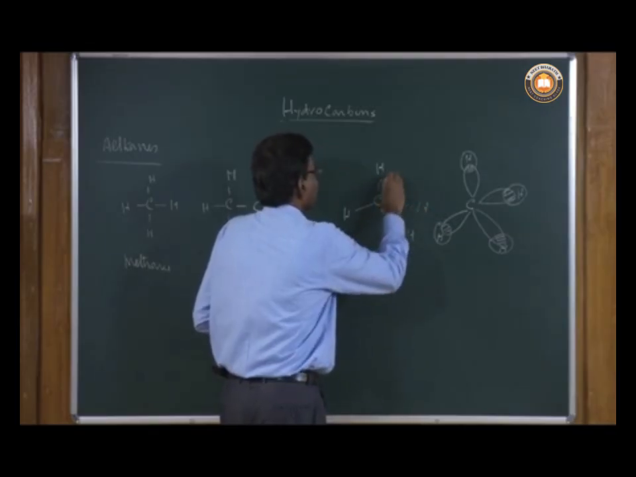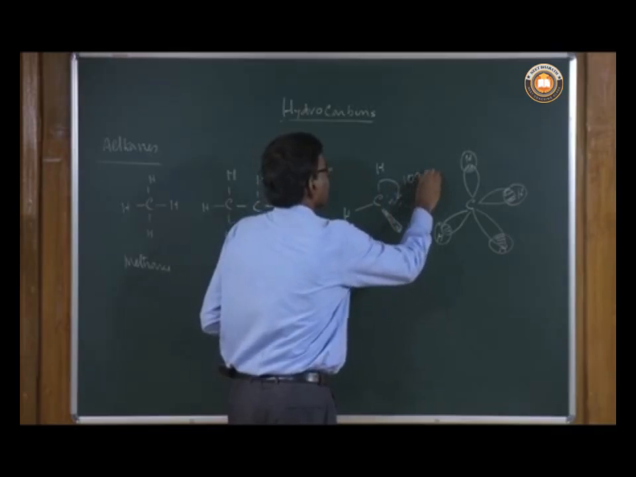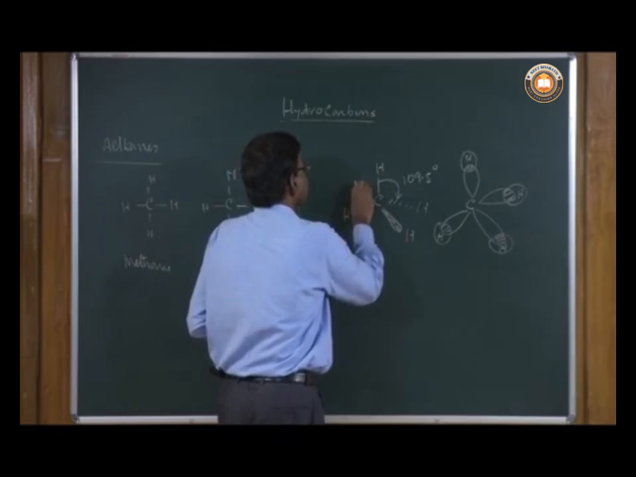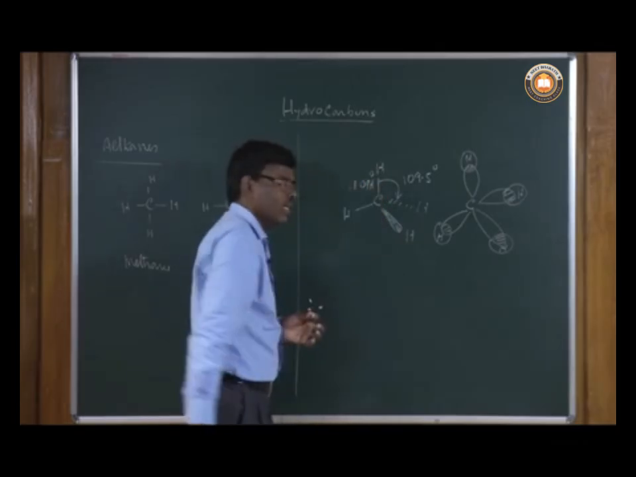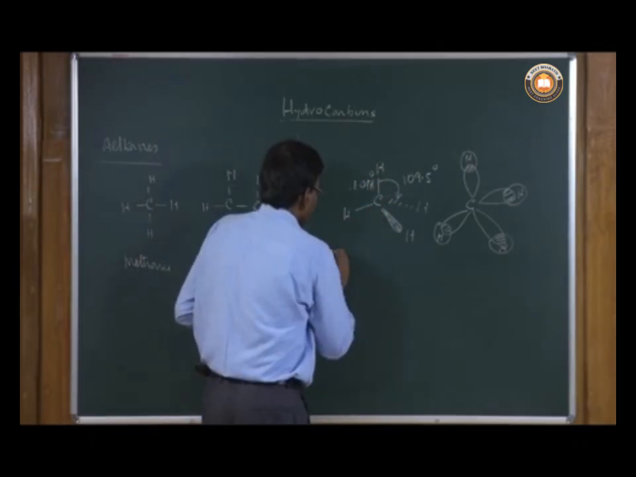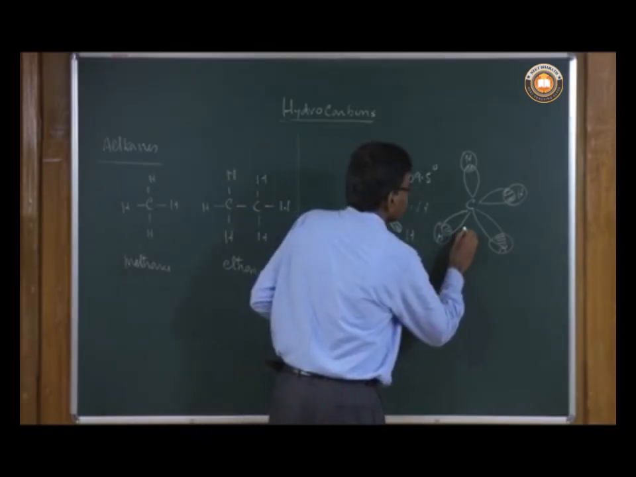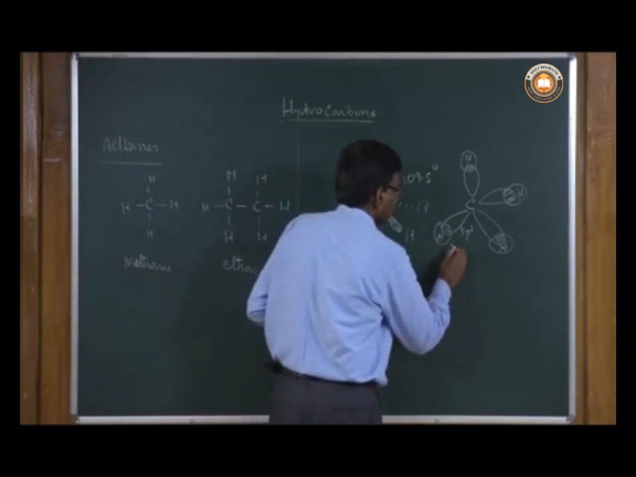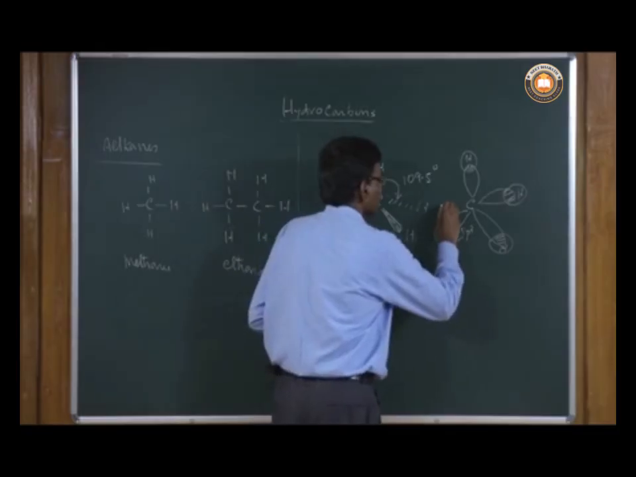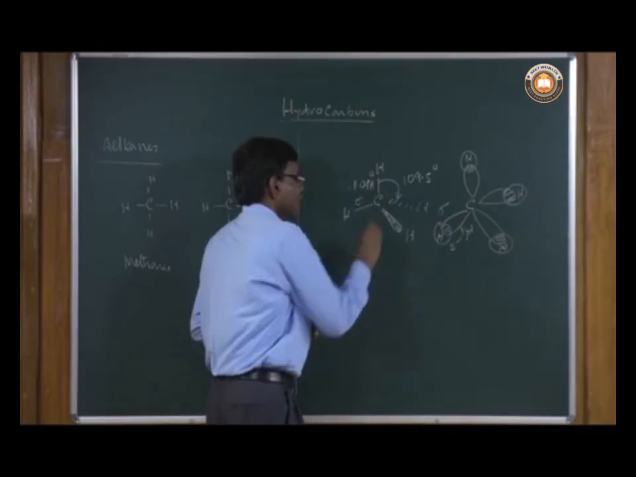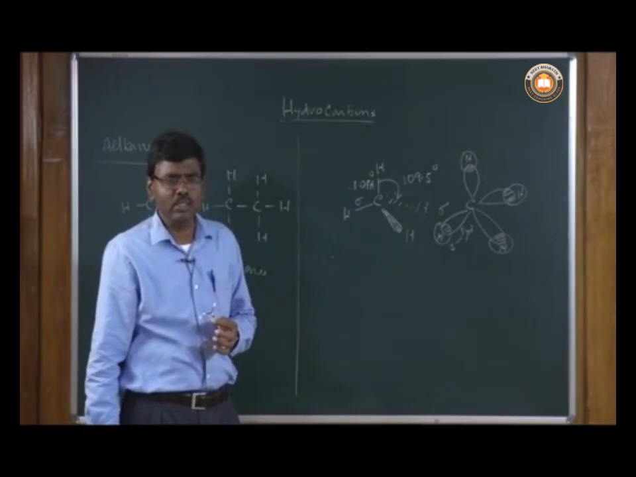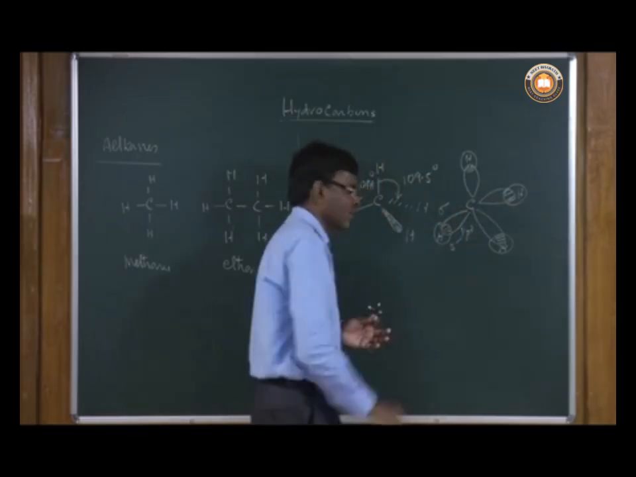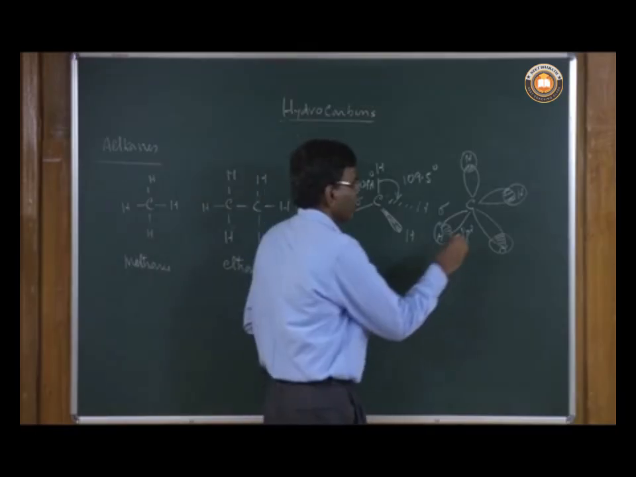And so, the bond angle between these is 109.5 degrees. The bond length is 1.09 Angstrom. And this carbon involves sp3 hybrid orbitals that overlap with the s orbital of hydrogen to make a sigma bond. The carbon has 4 C-H sigma bonds. These bonds are made by overlapping of the sp3 hybrid orbital of the carbon with the s orbital of hydrogen, making 4 sigma bonds.